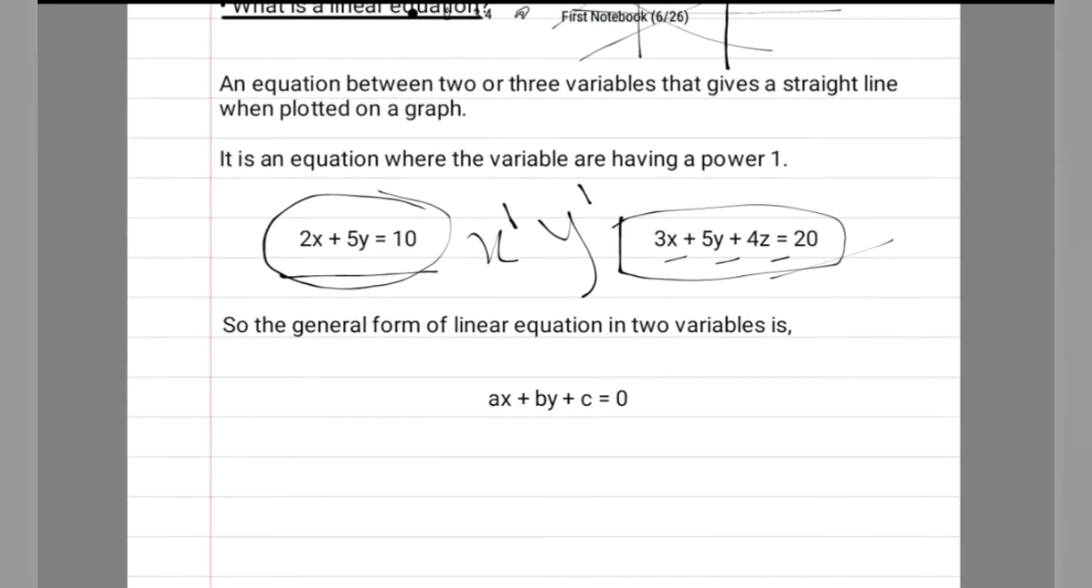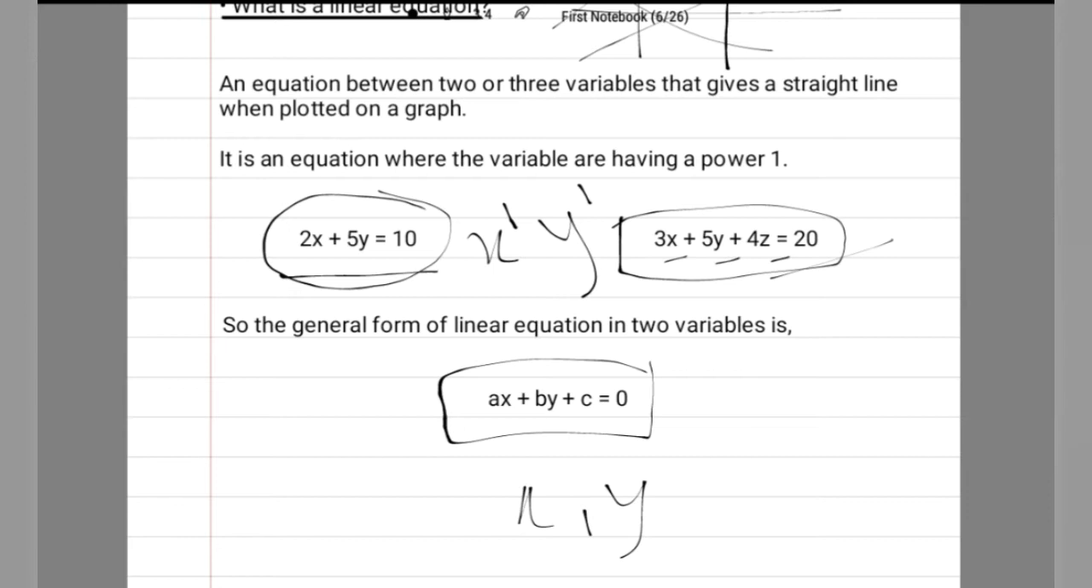So the general form of a linear equation in two variables is ax plus by plus c is equal to 0. This is the general form of a linear equation where x and y are the variables and a, b, c are the coefficients.